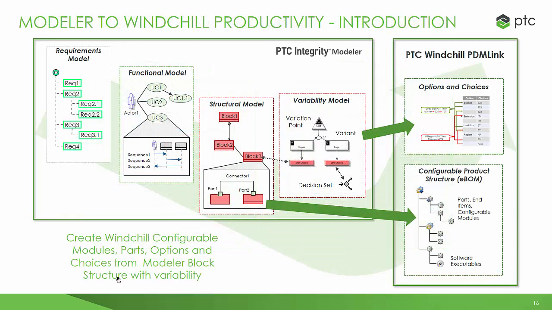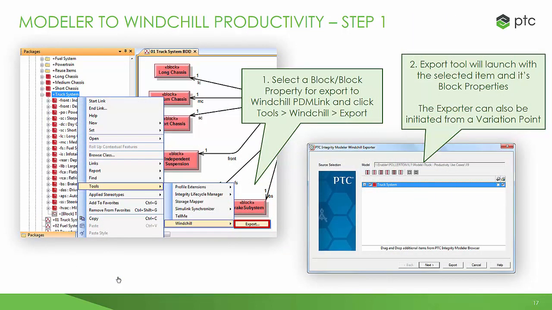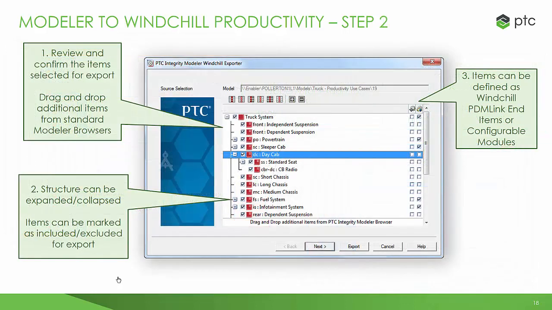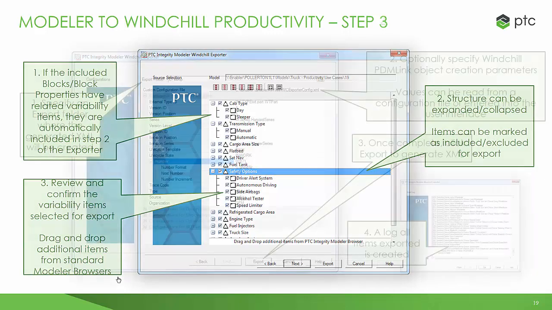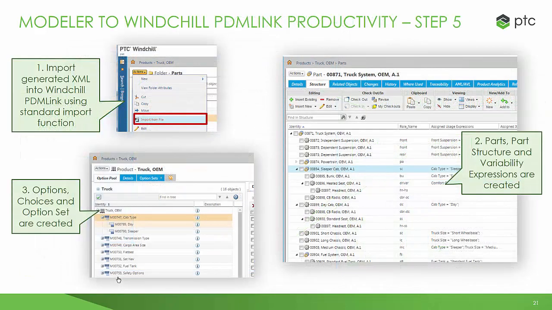On the productivity side, we're using the system structure but also the variability model to generate our configurable part structure and also our options and choices into Windchill PDM Link. We do this by starting maybe with a block or alternatively a variation, running up a wizard that lets us then select which blocks and parts we're particularly interested in our system model. We can then drill down and choose the variations and variation points that we're interested in, export that information and then automatically import that into Windchill. Let's take a look at that in action.